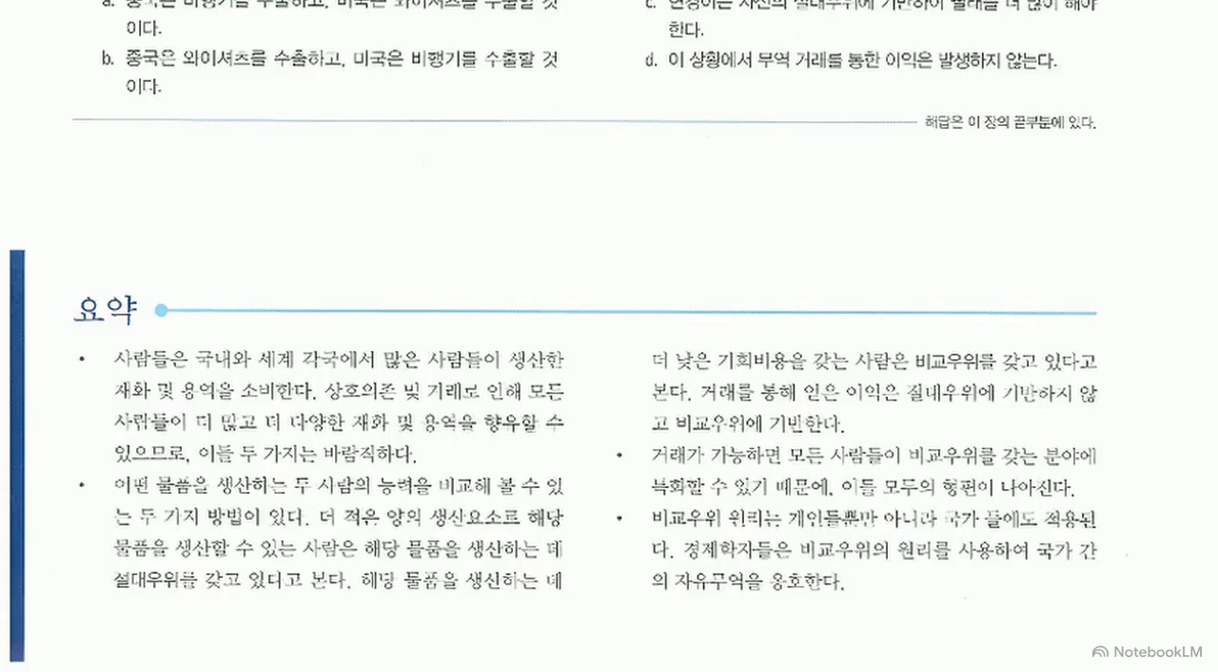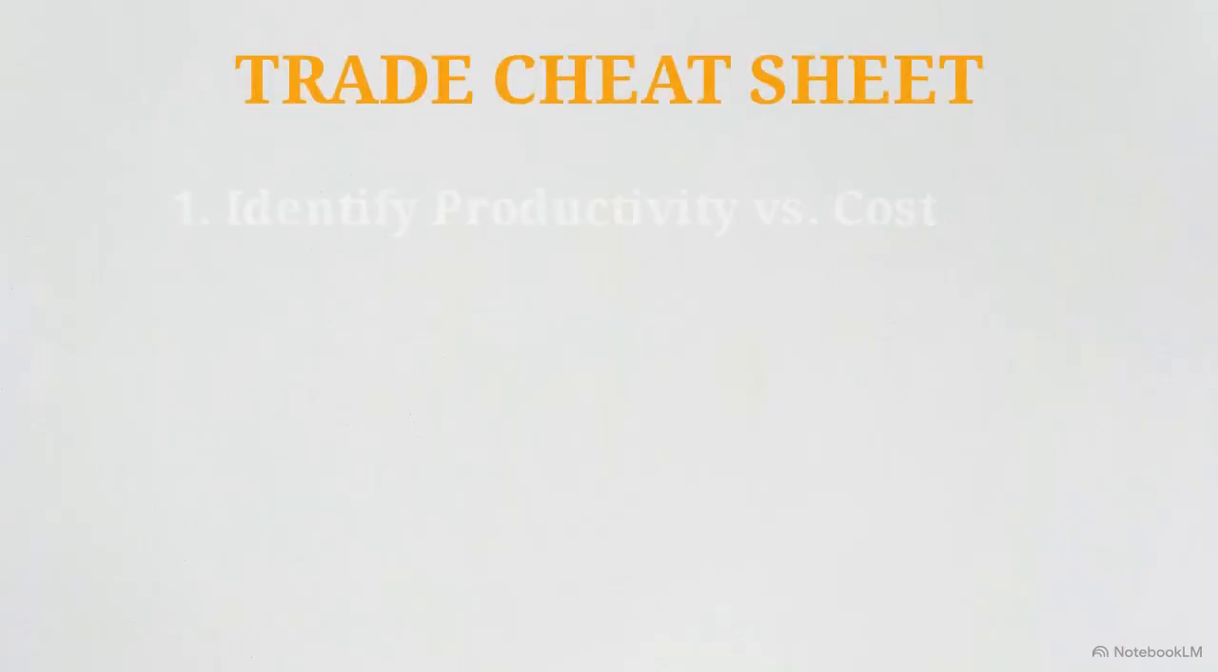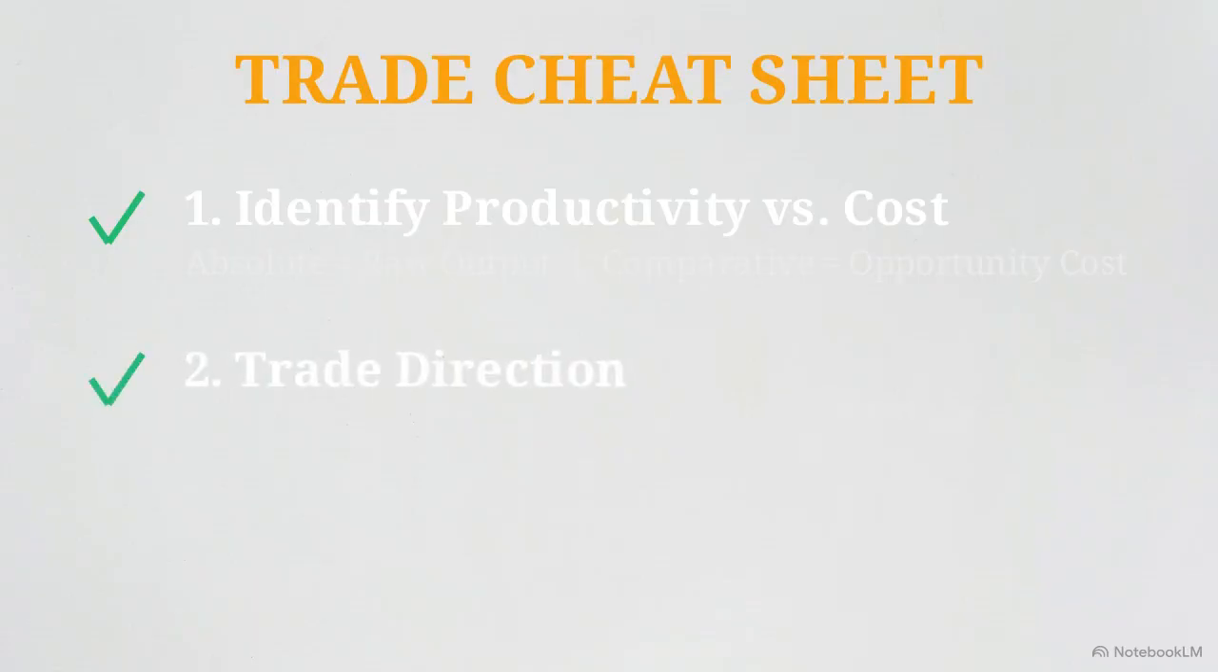We've covered the intuition and the math. Now, get ready to take a screenshot of your ultimate Chapter 3 cheat sheet. Rule 1. High productivity means absolute advantage, but low opportunity cost means comparative advantage. Rule 2. Trade direction is dictated by comparative advantage, never absolute.